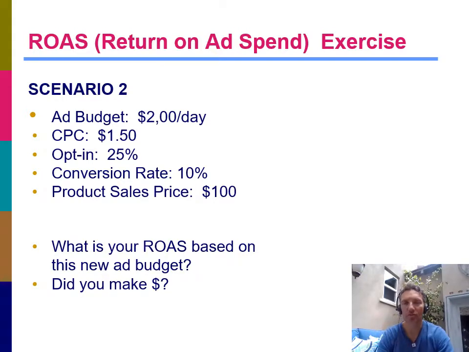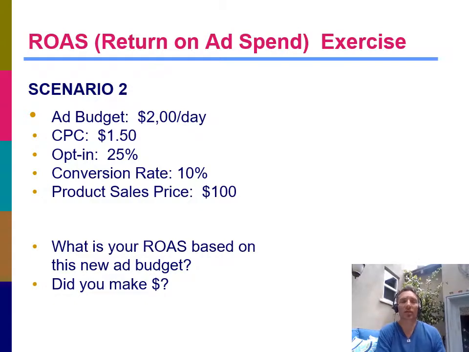Okay, so you've crunched your numbers. I'm back, and let's look at our actual numbers. So we spent $2,000 a day. We still have a cost per click of $1.50, an opt-in rate of 25%, a conversion rate on sales of 10%, and a product sales price of $100.